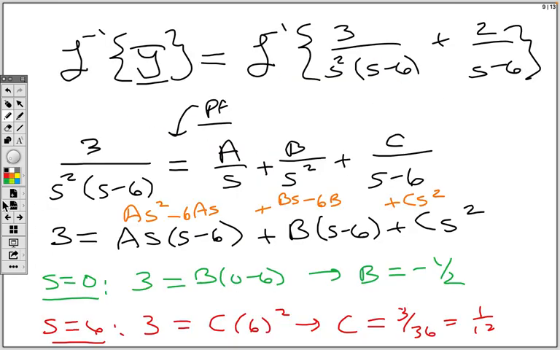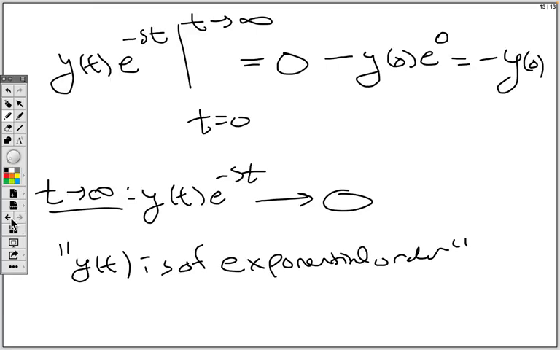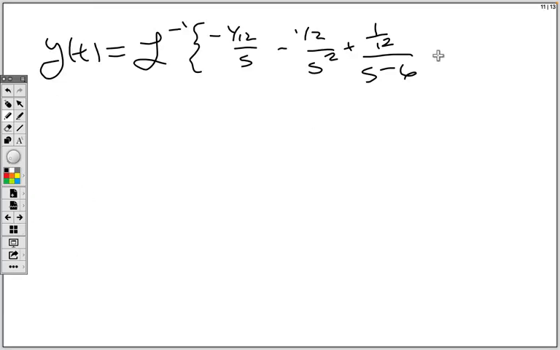And notice I got that 2 over s minus 6 there as well from before. Where did it go? Uh-oh, I lost it. So, feel free to combine these now, or we can combine them after we bring them back. It really doesn't matter at this point. So we'll just use the linearity here.